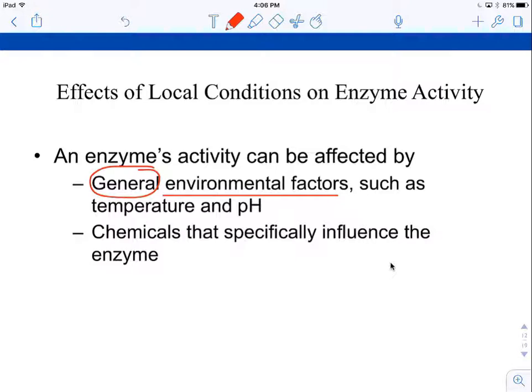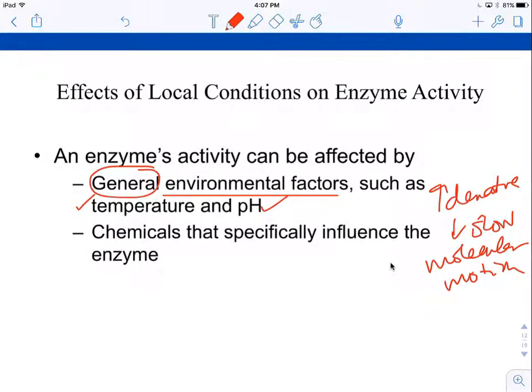Okay, so you can change temperature, pH, and remember these are proteins, so temperature and pH have the same effect on enzymes as they would have on any protein, right? So higher temperatures might denature, lower temperatures slow it down, slow molecular motion. Okay, and all of that will have an effect on the efficacy of the enzymes. But again, temperature, pH, those are very, very general. They affect all enzymes the same way.